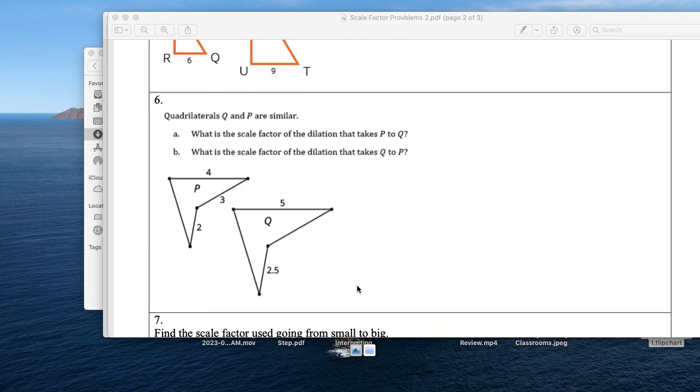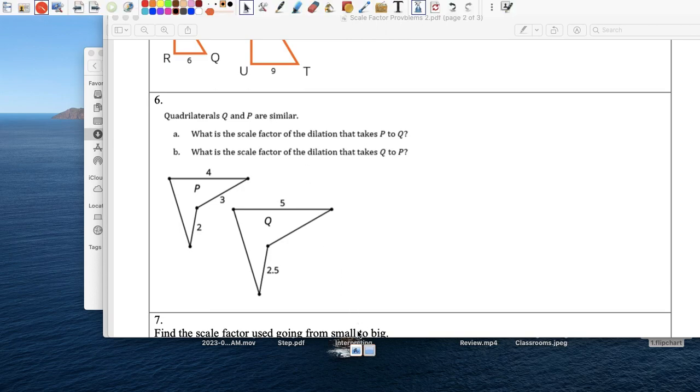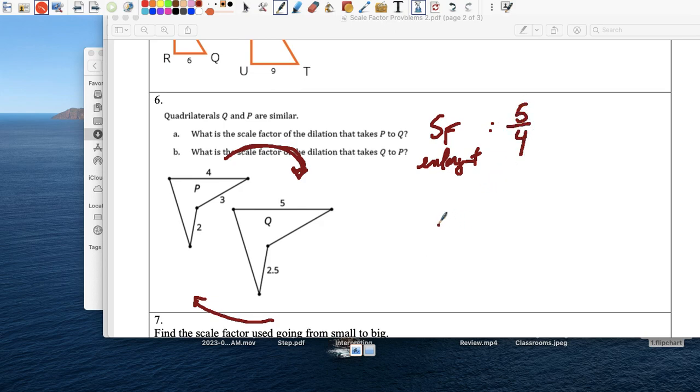Quadrilaterals, Q and P are similar with scale factor of the dilation that goes from P to Q. All right, so again, we're going both ways. We're going to go this way, and then we're going to go this way. So let's do the enlargement first. Enlargements, we're going to go from this to this, right? We're going this direction, getting bigger, so it'll be 5 over 4. All right, so the scale factor is 5 over 4. And the reduction, do we even have to do it? Because we noticed from the previous formula, it's the reciprocal, so the reduction would be 4 over 5. Okay, and you can always confirm, multiply 4 times 5 over 4, see if you get 5, and multiply 5 times 4 fifths, see if you get 4, going the other way.